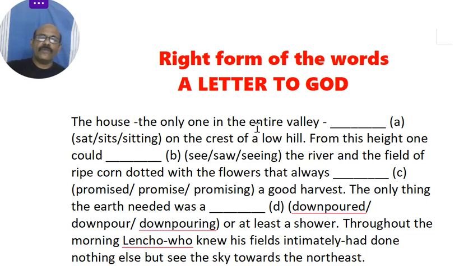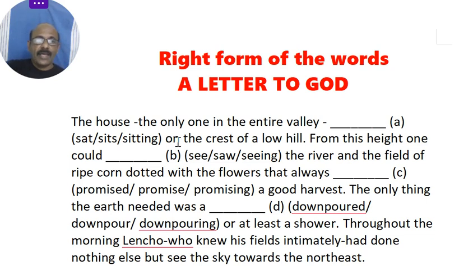Here, look at the first one. The house, the only one in the entire valley, dash: sat, sitting. Which verb we have to take? After reading this, we understand. Look here, could. Look, dotted. Here you are understanding this is in the past tense, so that's why you are taking the verb sat, because the sentences are already in the past tense.